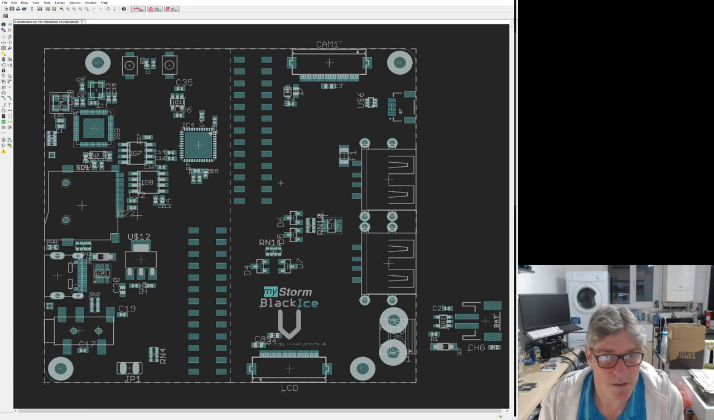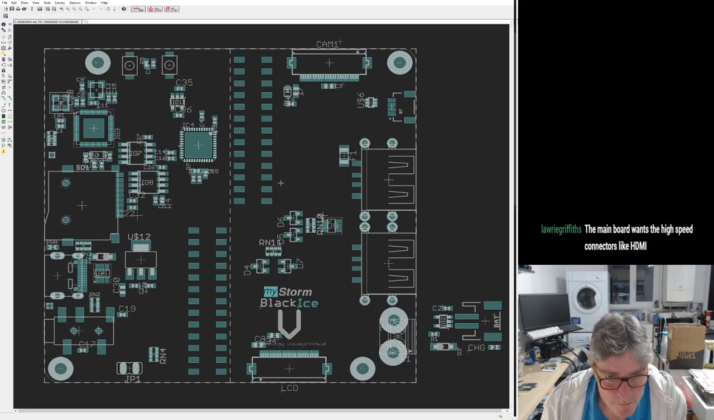Yeah, and you don't have to follow the tile. You could do a board that's effectively two tiles. Nothing stopping you doing that. That would give you a lot more pins. I mean, what Laurie's saying here is the main board wants the high-speed connectors like HDMI.